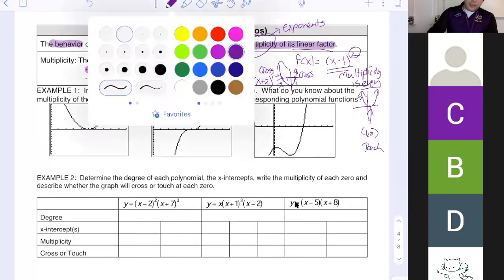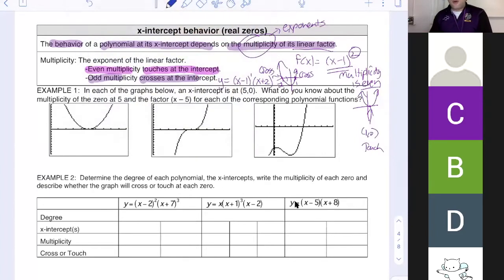These are screenshots of examples of crossing and touching. This is a perfect example of a touch. A touch means it doesn't go through the x-axis, and what it tells us is that it has even multiplicity. So this could be x minus 5 squared, x minus 5 to the 4th, or x minus 5 to the 6th. But we know for sure it's even.